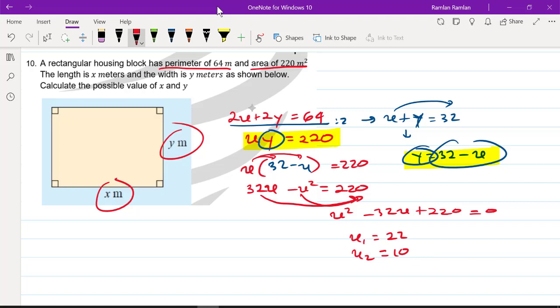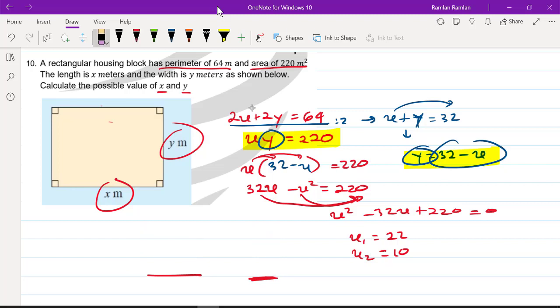Now, the question says calculate the possible values of x and y, but it doesn't say, for example, that x is greater than y. In the image, yes, it looks like x and y are different, but if it's not to scale, you can actually have it like this, or like this, where the length is shorter than the height or the width. It's actually the same thing.